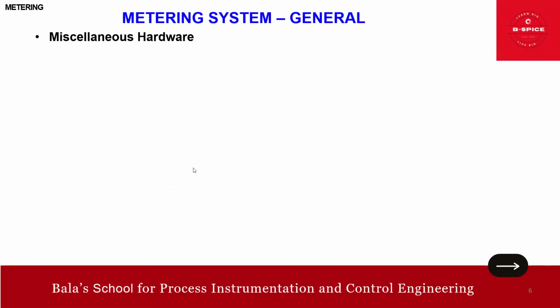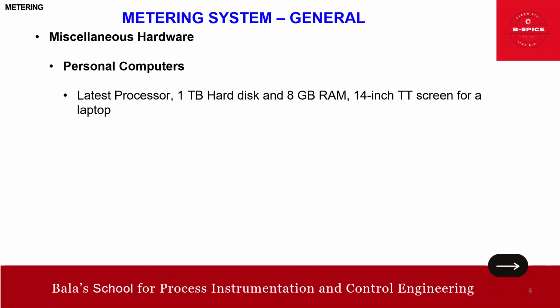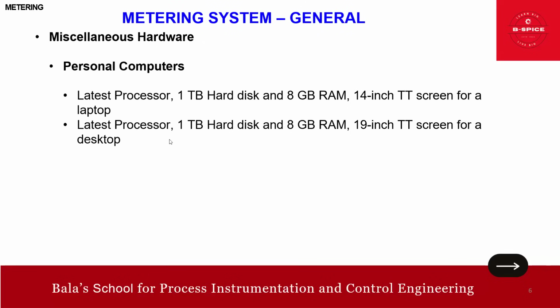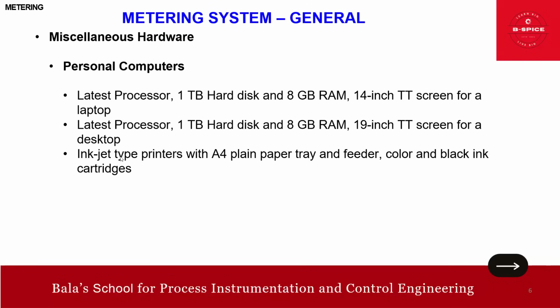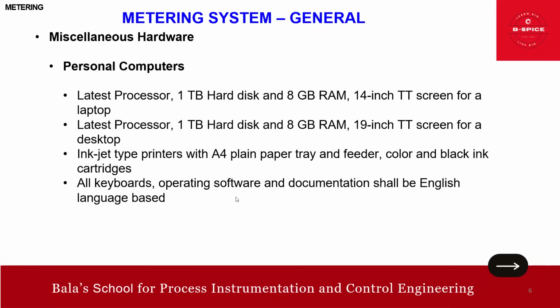Then we have miscellaneous hardware, for example, the computers and workstations. It should have the latest processor, 1 TB hard disk, 8 GB RAM, and a 14-inch TFT screen for a laptop. If it is a desktop, we'll go for 1 TB hard disk, 8 GB RAM and a 19-inch TFT screen. And of course, inkjet printers with an A4 plain paper tray feeder, and color and black ink cartridges. All keyboards, operating software, and documentation shall be English language based.